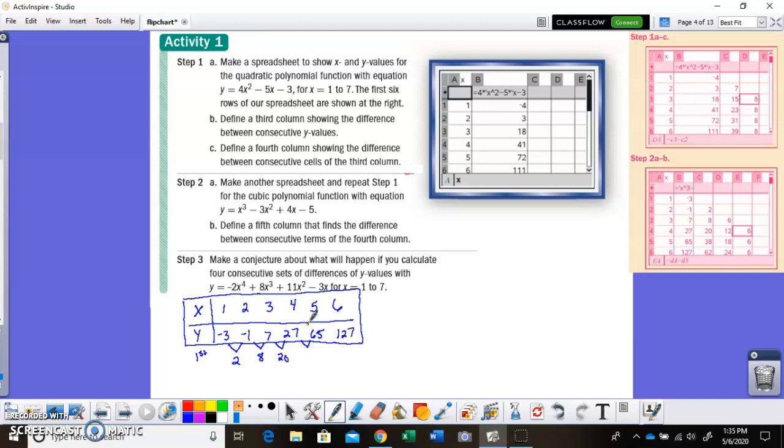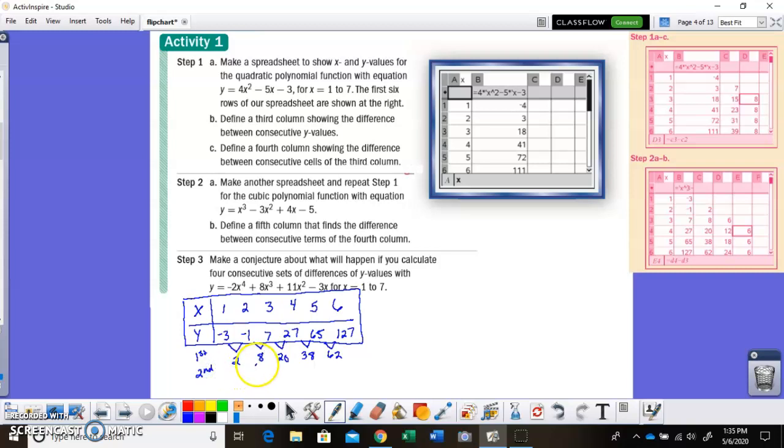65 minus 27. I'm getting 38. And 127 minus 65, again the second minus the first. I'm getting 62. Okay, well you can see it doesn't match here, so it's not linear. So let's move to our second line.